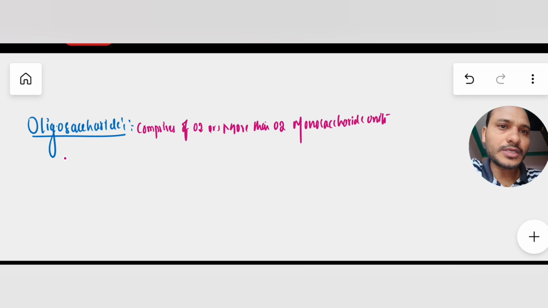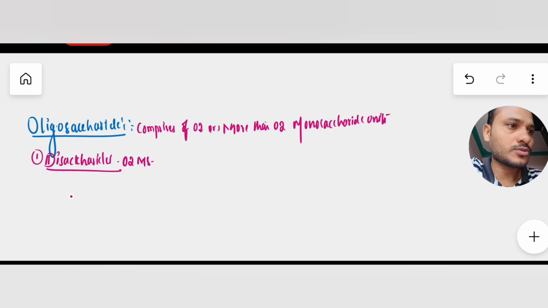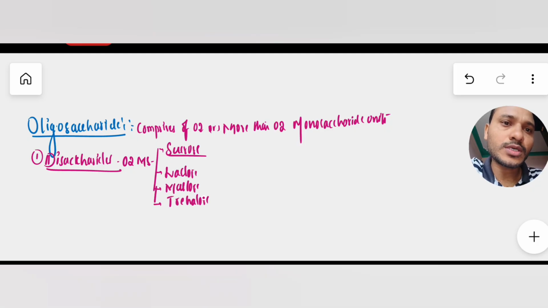In oligosaccharides we have different types based on the number of monosaccharide units. For example, if two monosaccharide units join together, they form a disaccharide. We will discuss disaccharides in depth, such as sucrose, lactose, maltose, and also trehalose. All these are disaccharide carbohydrates.